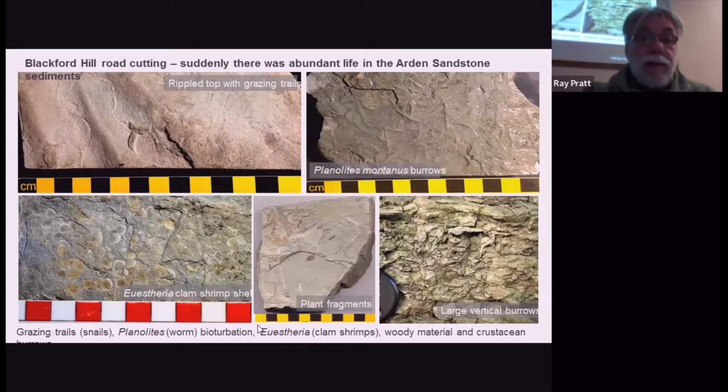So these are small horizontal burrows, potentially a small crustacean, again living in those waters. Bottom left is this clam shrimp. You can see those small, almost bivalve-shaped shells. And there is conchostracan. We'll come back to these in a second, explain more what they are. But they were clearly living in those sediments. Lots of plant fragments. And also in the bottom right there, you can see these large vertical burrows. There's one there running left of centre that goes from the top of the slide almost down to the bottom, large burrows. So evidence of life in the Arden Sandstone. There was lots of it, at least when these rivers were flowing.